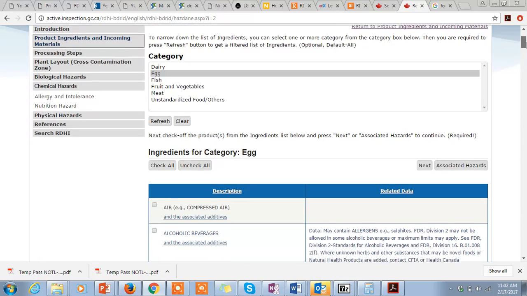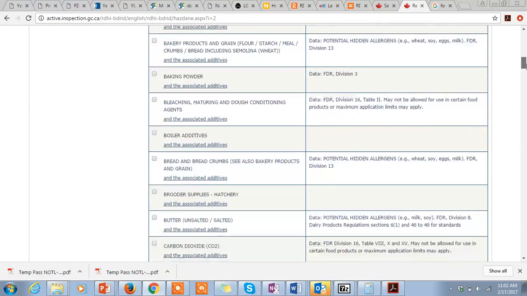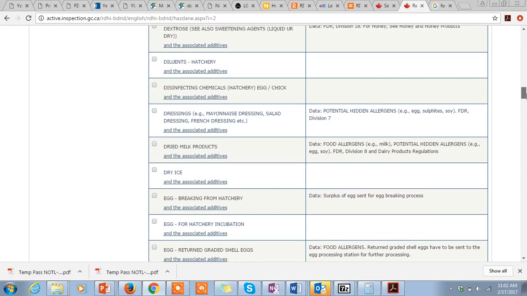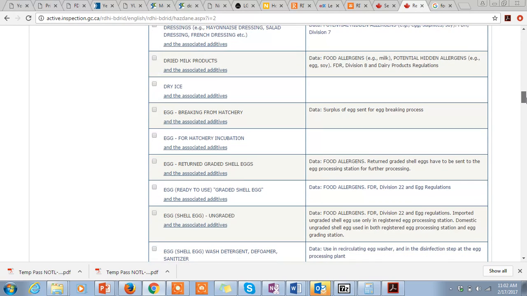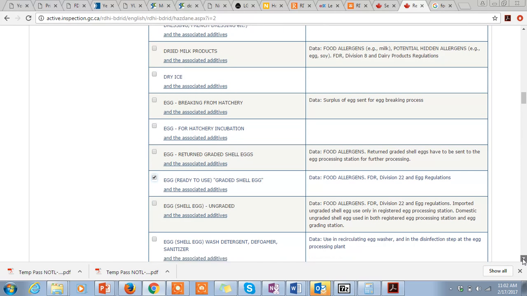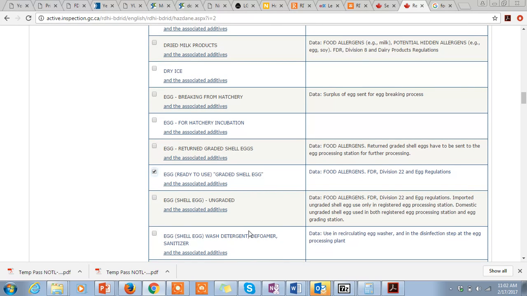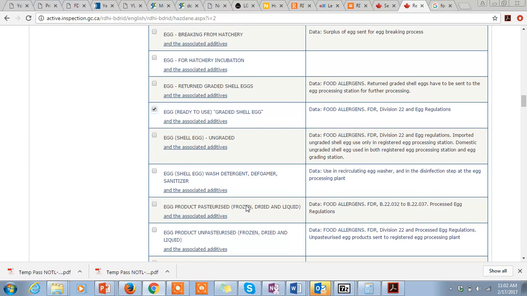So I narrowed it down for the egg section, and let's find egg. Ready to use grated shell egg? Sounds about right. Do make sure to cross-reference because I'm noting things like egg washing detergent, ungrated shell eggs, or returned eggs, hatchery eggs. Make sure you pick the right egg. Oh, we could even go egg product pasteurized, frozen liquid, etc. Let's go with egg product unpasteurized, frozen dried liquid.